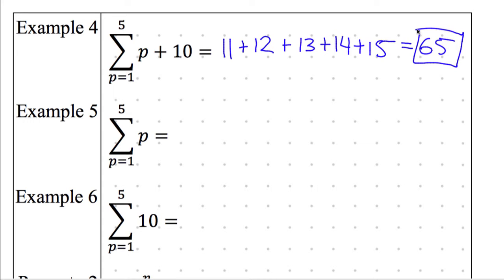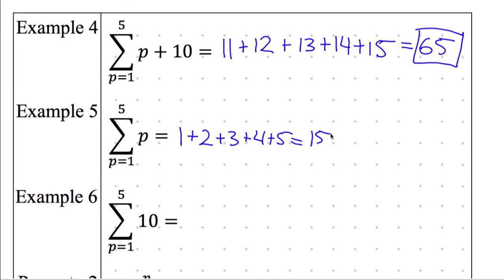Okay, let's go to example 5. So if I just do P, plug in 1. That would just be 1 plus 2 plus 3 plus 4 plus 5. What does that equal to? So 5 plus 5 equals 10 plus 5 equals 15. So that was a little bit easier than the last problem.